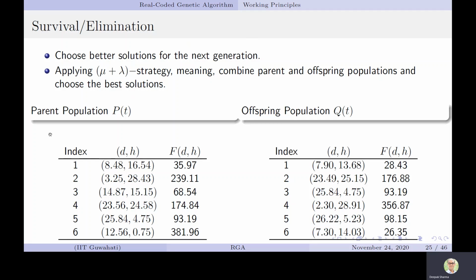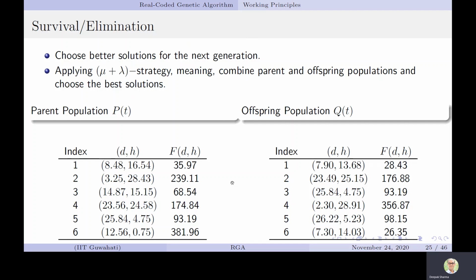Now we are at the last stage. So as we remember, survival, where we have the parent population and the offspring population. One of the strategies is the mu plus lambda strategy, meaning that we are going to combine the offspring as well as the parent population. This we did in the binary coded GA as well. So the parent population, as you can see in the left hand table, is given. Similarly, the offspring population is given on the right hand side. Here, solutions, their diameter and height, and their fitness are given.